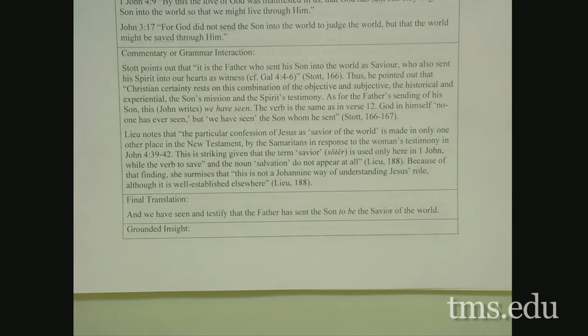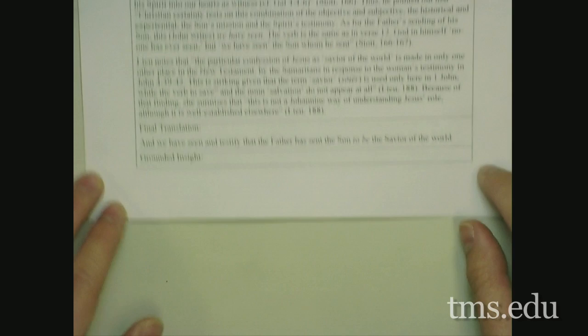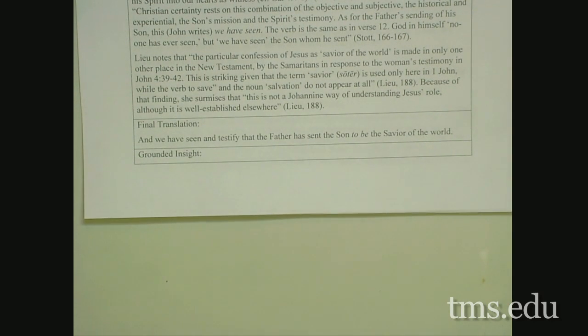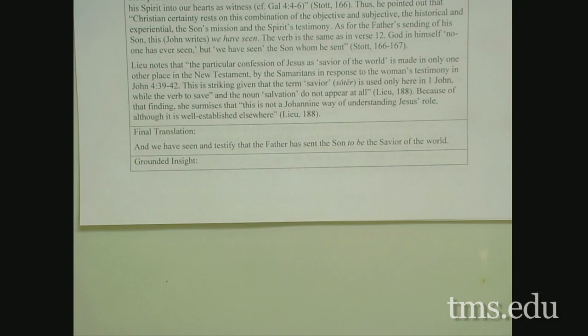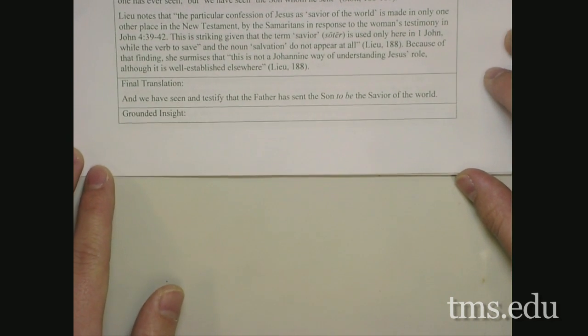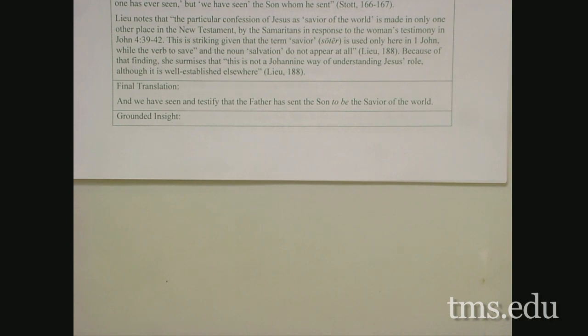As for the Father's sending of His Son, this, John writes, we have seen. The verb is the same as in verse 12: God in Himself no one has ever seen, but we have seen the Son whom he sent. Then Lou just points out that the title Savior of the World is only used in one other place in the New Testament. That's where the Samaritans say we know this is the Savior of the world in John 4:39 and 42. Don't need to read the rest of that. Final translation: and we have seen and testified that the Father has sent the Son to be the Savior of the world.